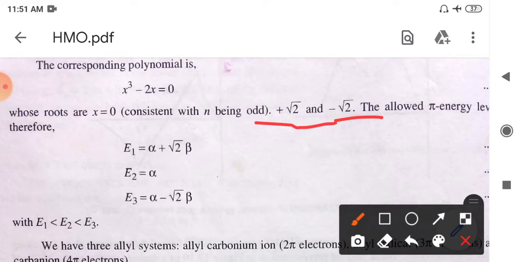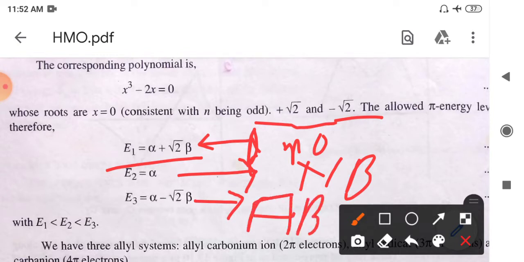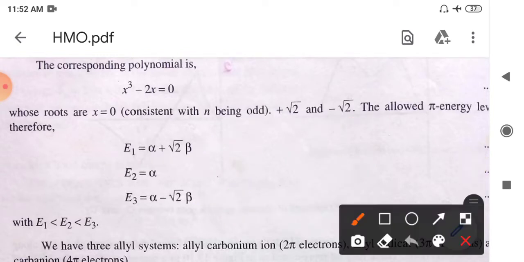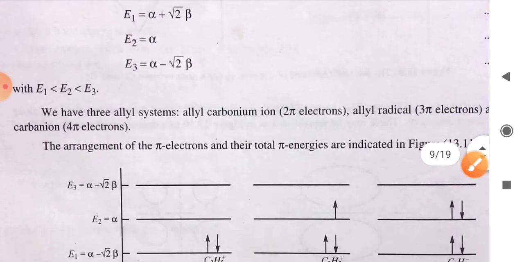So the allowed energy levels are what? E1 equals alpha plus root 2 beta, which is the bonding molecular orbital energy. This is non-bonding, and this is the anti-bonding. So the first energy E1 corresponds to the bonding molecular orbital energy, this is non-bonding, and this is the anti-bonding energy. The highest energy is the anti-bonding energy.